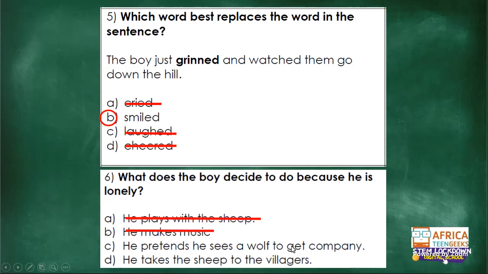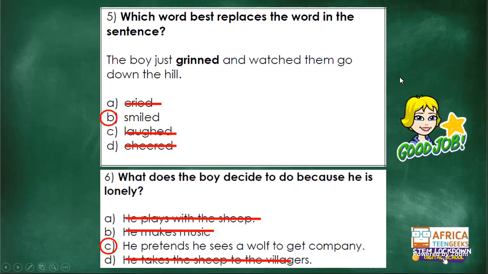He pretends he sees a wolf to get company. Does that sound right? Yes. And let's try the next one. He takes sheep to the villages. Is that right? It's not right. So the answer is number C. Well done, Mandla. That was very good. Good job.